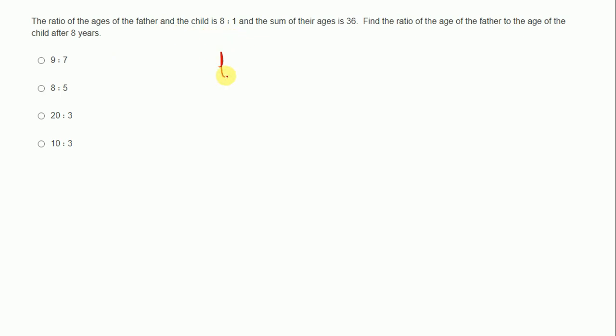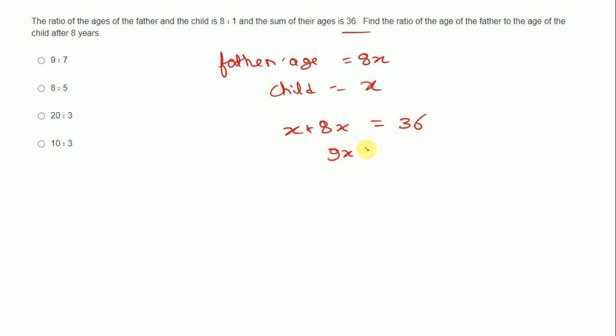The ratio of ages of father and child is 8:1. So let father's age be 8x and child's age be x, and their sum is given to us as 36. So x plus 8x is equal to 36, and 9x will be equal to 36, and x will be equal to 4. 36 divided by 9 is equal to 4.